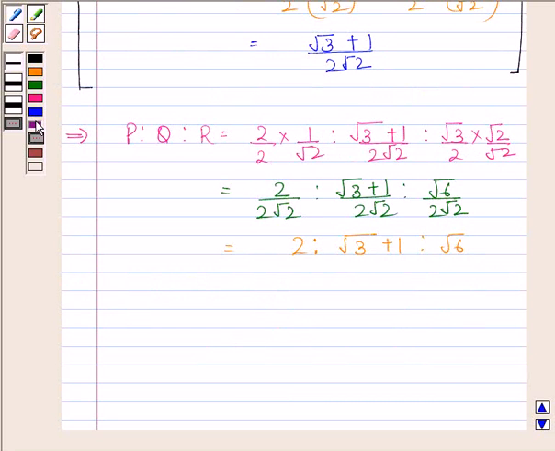Hence, P is to Q is to R is equal to 2 is to root 3 plus 1 is to root 6. So this completes the session.